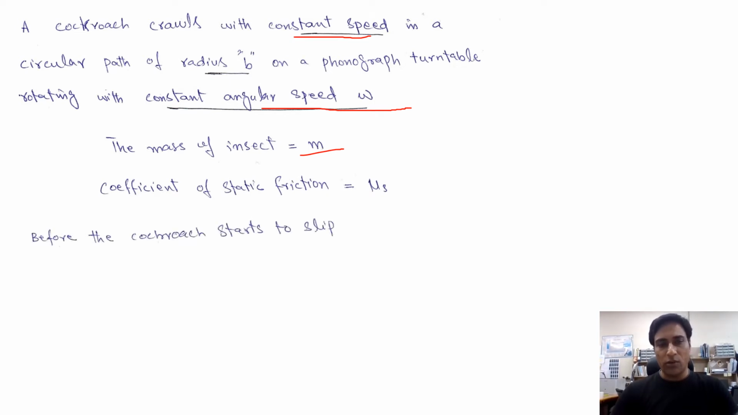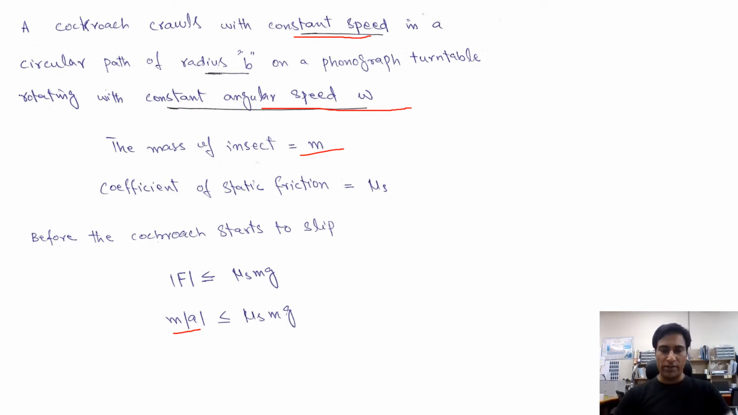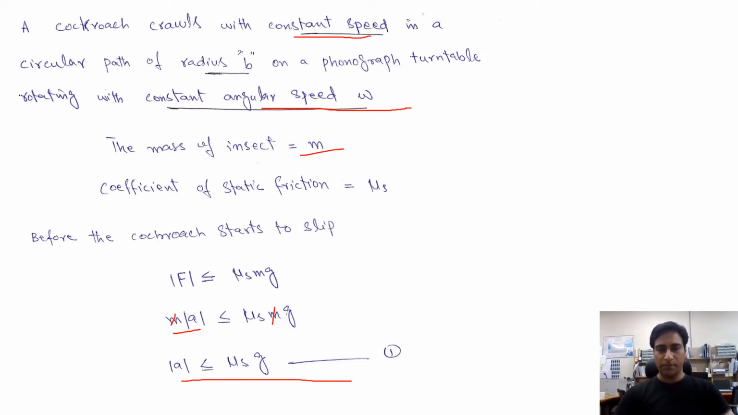Before the cockroach starts to slip, this is the condition: f is less than or equal to μs mg, and this f is equal to ma, which is less than or equal to μs mg. This is a simplification. We cancel this m with this m, and finally we get this equation. This is equation 1.